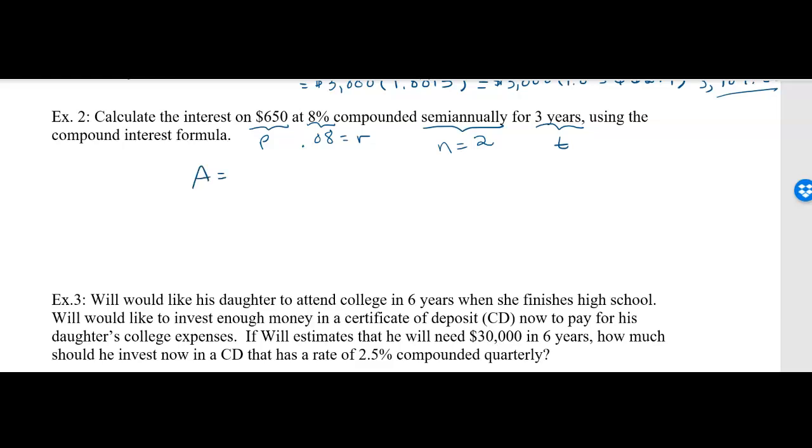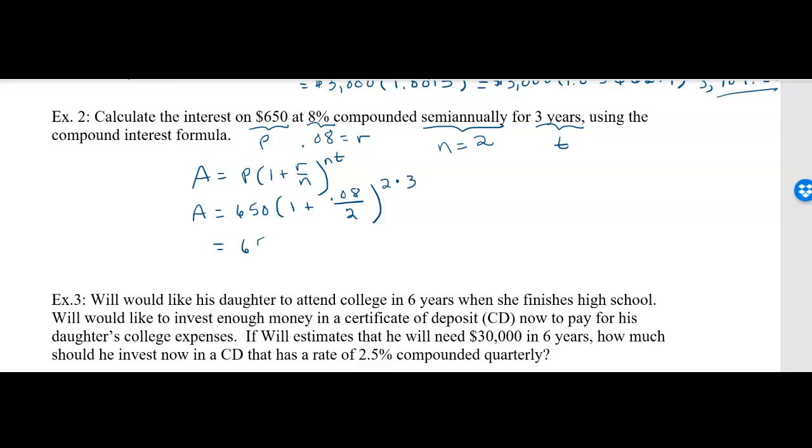I write out my formula. So A equals P times 1 plus R over N. Honestly, the more you write this, you start to memorize it after a while. All right, so that would be, we have $650 that was invested, 1 plus our rate, which is 0.08, over 2, because remember it's compounded semi-annually, and then 2 times T, well, T was 3 up here.